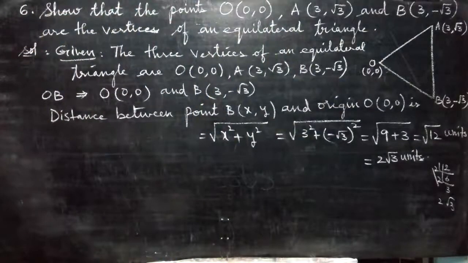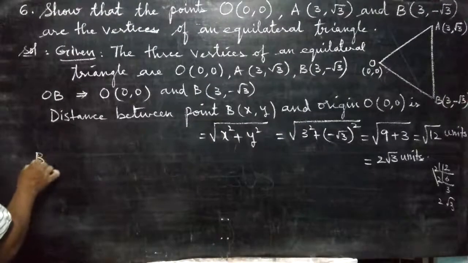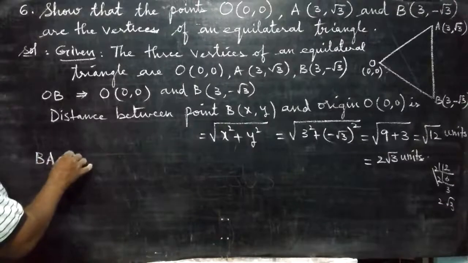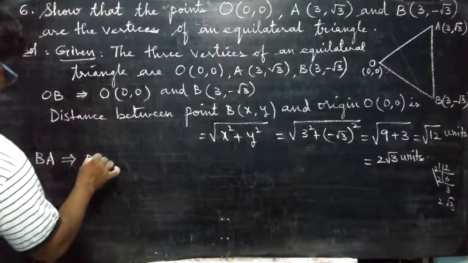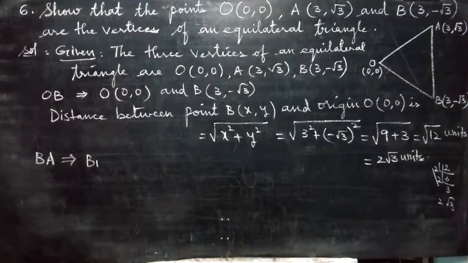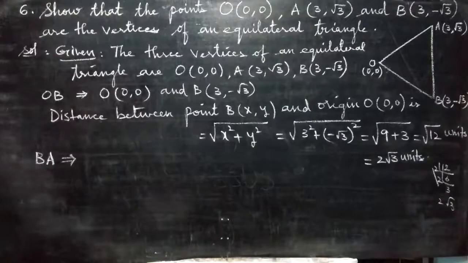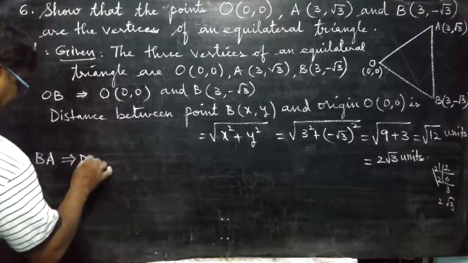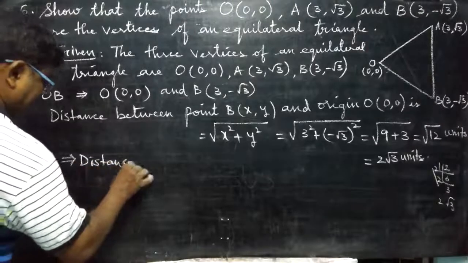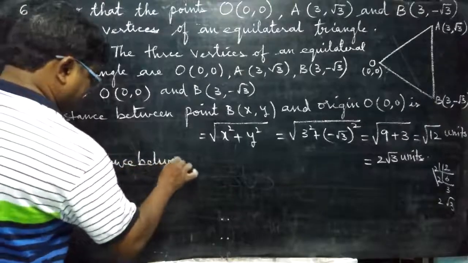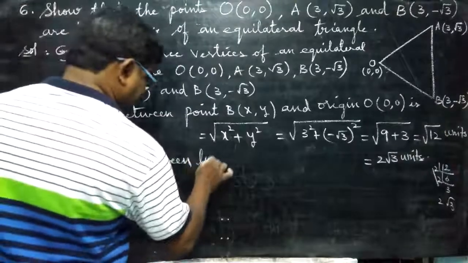Now we will go for the next, BA. What is the meaning of BA? It means distance between 2 points, because 2 points they have given. BA meaning is distance between 2 points.